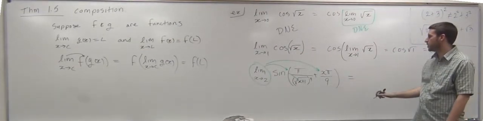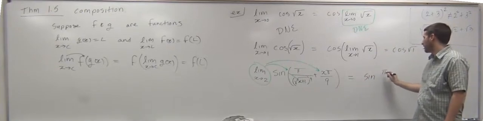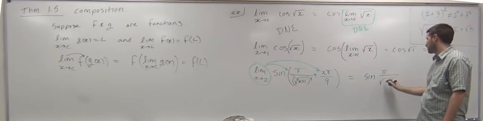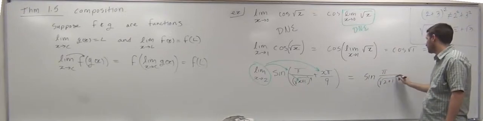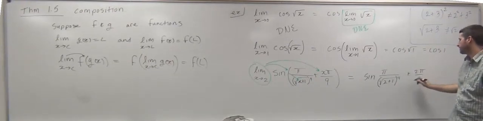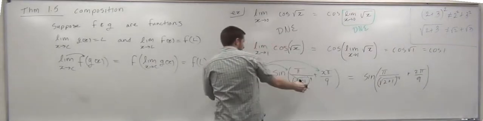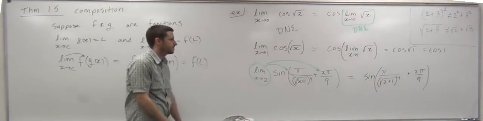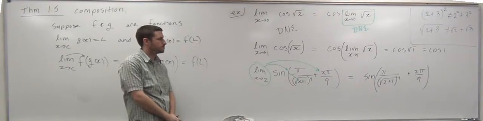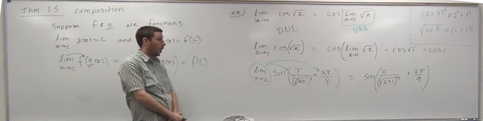So this is equal to sine of pi over root 2 plus 1 to the 4th plus 2 pi over 9. You can just push the limit right in until you get up to that. What's that equal?